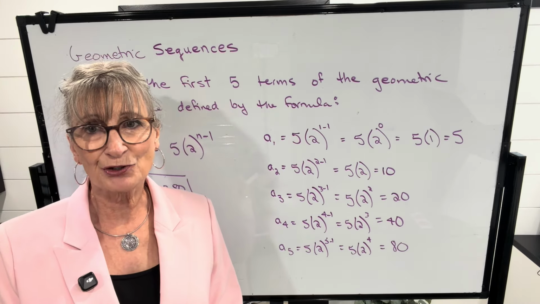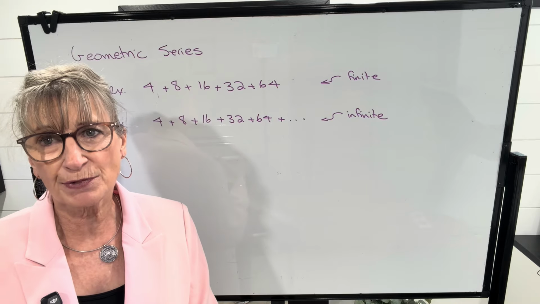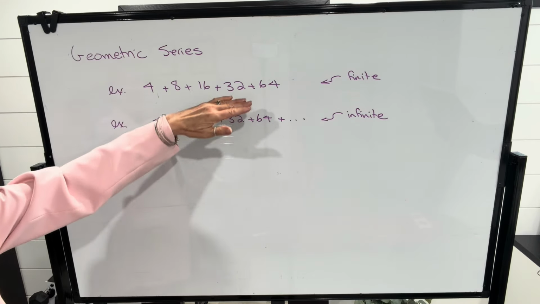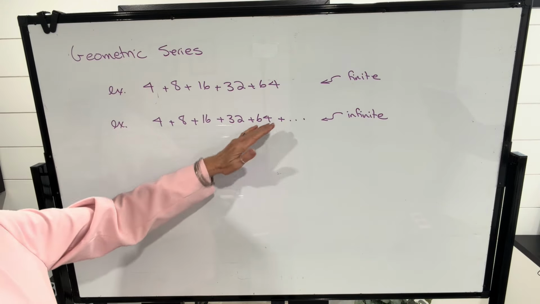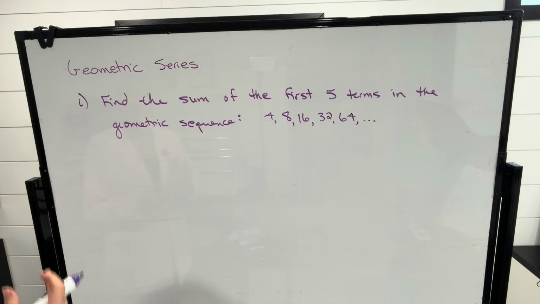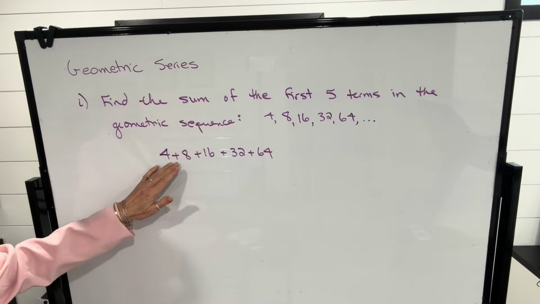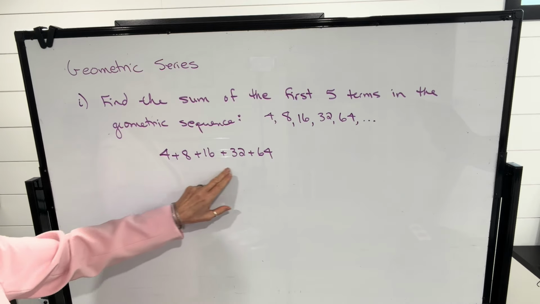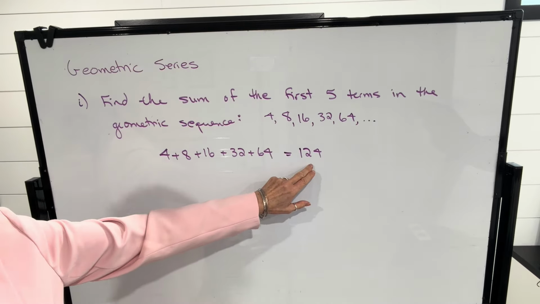Now let's talk about geometric series. A geometric series is a partial sum of the terms in a geometric sequence. It might be finite, meaning it ends, or it might be infinite, meaning it continues on. You might see this wording in an example. It says, find the sum of the first 5 terms in the geometric sequence 4, 8, 16, 32, 64, and so on. When we want the sum of the terms in a sequence, we're finding a series. We want to find the sum of the first 5 terms, which we could just find by adding up these numbers. That sum is 124.